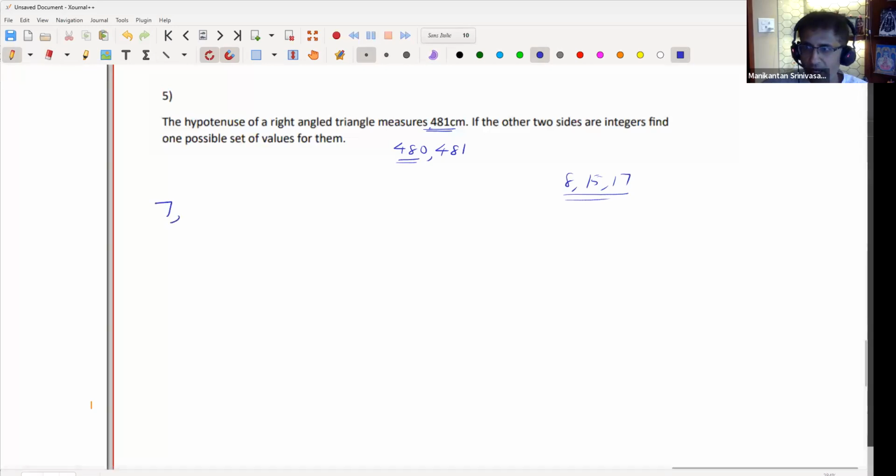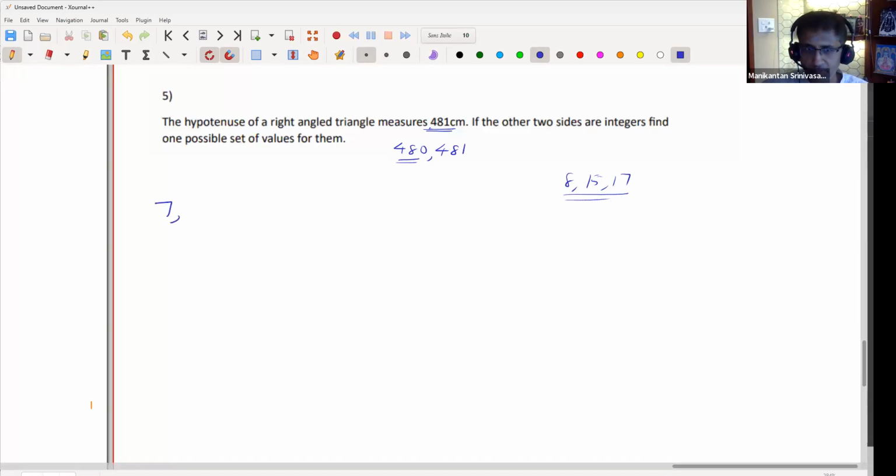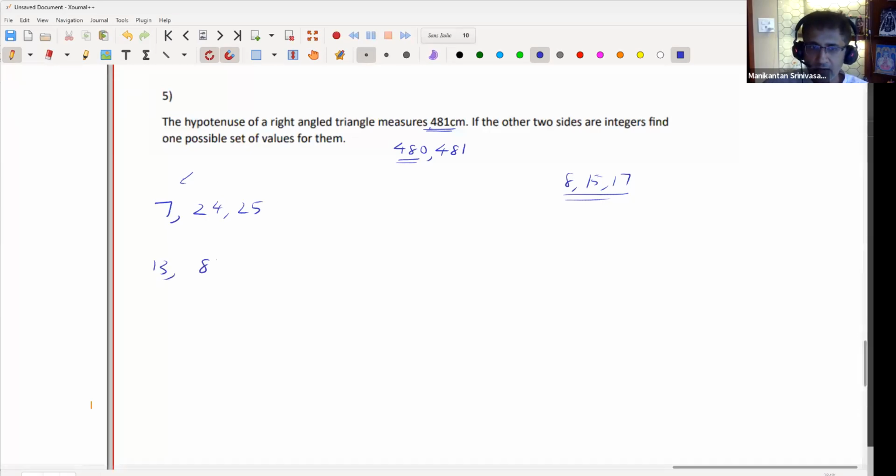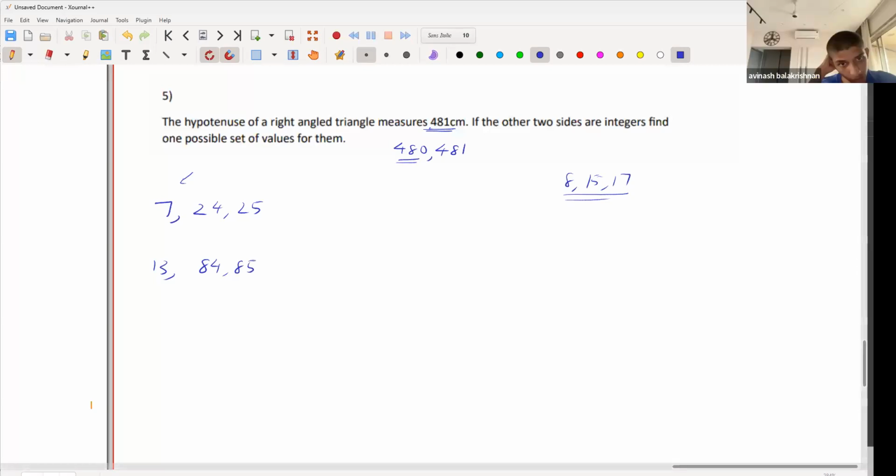Just to recap, I can start with any odd number. What is the square of 7? 49. I find two consecutive numbers that add up to it. So, for example, 13 square is 169. I can find two consecutive numbers as 84 and 85. Similarly, I'm reverse engineering here.